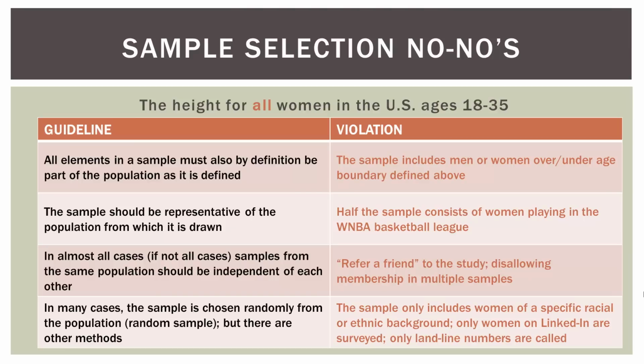So these are just some guidelines and ways in which selecting your sample in the wrong way can violate those guidelines. So when you're thinking about problems in class, or you're thinking about getting consumer information for your business, you have to keep in mind these sampling guidelines when you do whatever work you're doing in class or in your business.